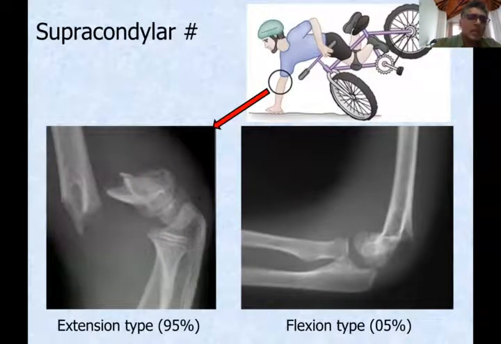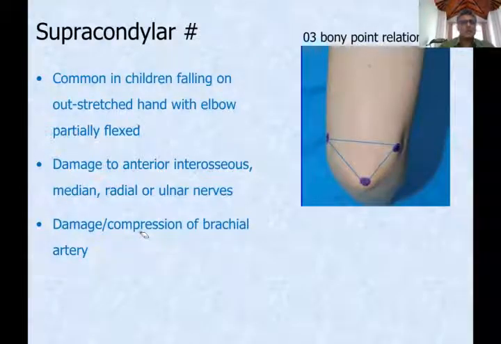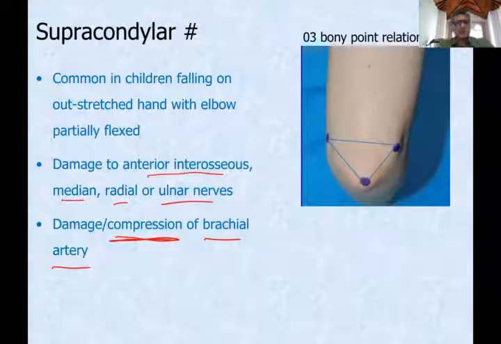The ragged bone edge, you can see the ragged edge here. These ragged bone edges, especially this one, can damage the structures passing in that area. So as I mentioned, damage to all these things can happen. And the brachial artery also can get damaged. It can either get damaged or it can get compressed because of this displacement of bony fragments.